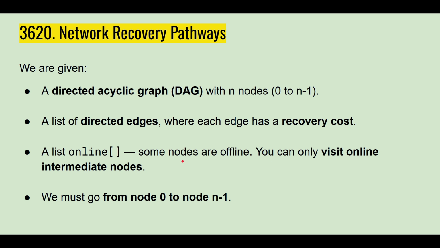So what is our task? Your task is to find a valid path from 0 to n minus 1 where all the intermediate nodes are online, and the total cost of the path is less than or equal to k, which we will see later. And you want to maximize the smallest edge cost in the path, which is called the path score. If no valid path exists, we will return -1.